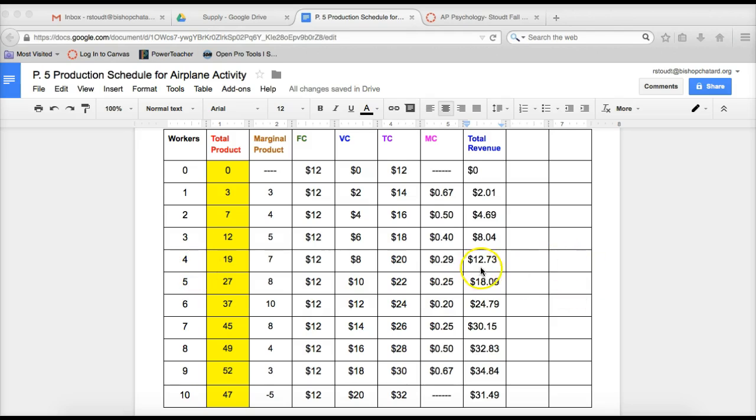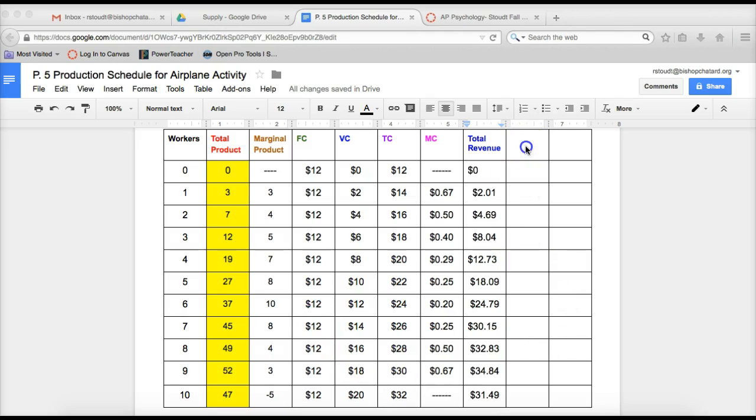So at 4 workers, you should have $12.73. At 5 workers, you should have $18.09. At 6 workers, you should have $24.79. At 7 workers, $30.15. 8 workers, $32.83. 9 workers, $34.84. And at 10 workers, $31.49.